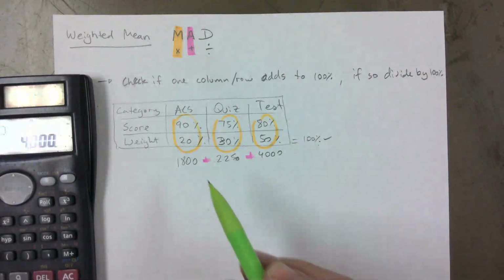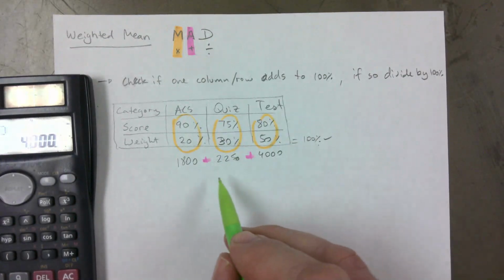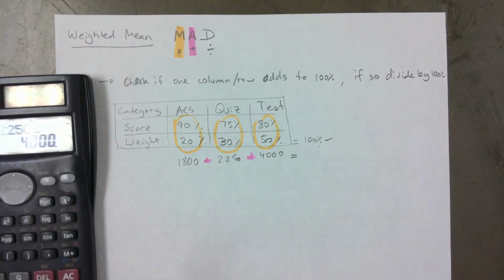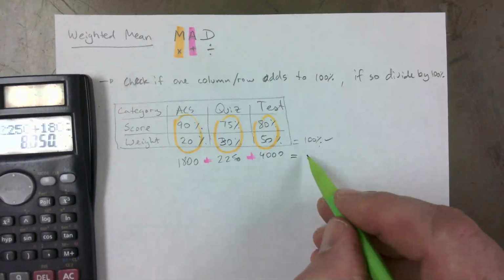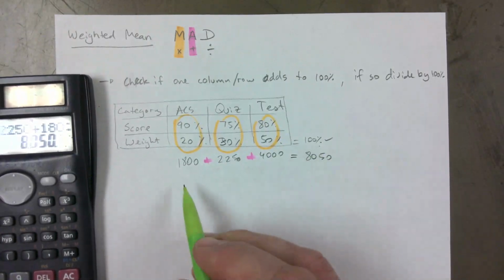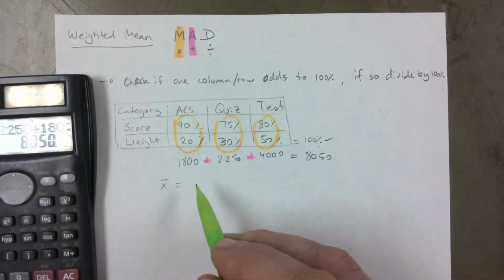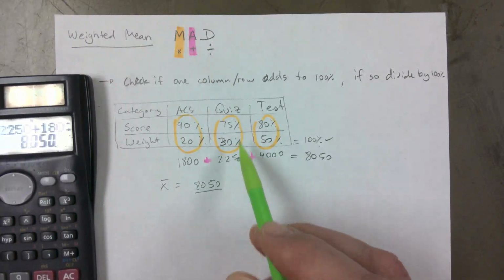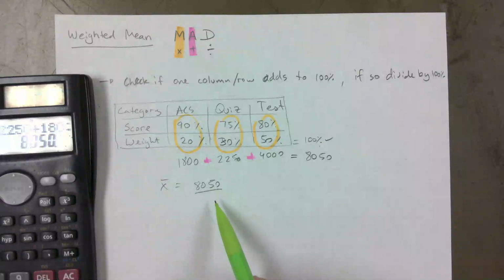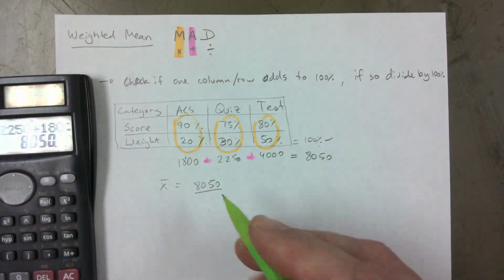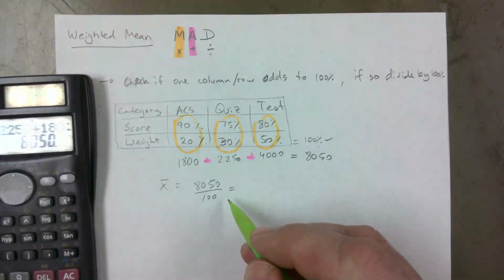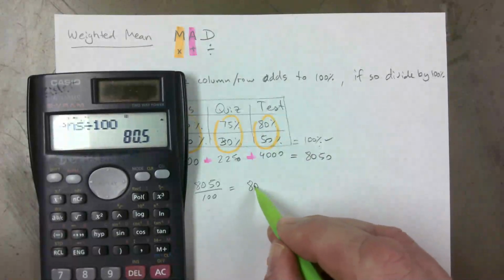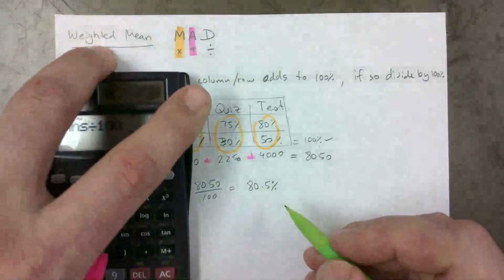So obviously this chart could be much longer, and if you add that all up, you get 8,050. So basically, to find the average here, it's going to be a weighted mean scenario. You go 80, 50, right? That's the MA part, and then we divide by 100 because we've determined that. So basically, you just divide your answer on the calculator by 100, and you get 80.5 as the average for this student.